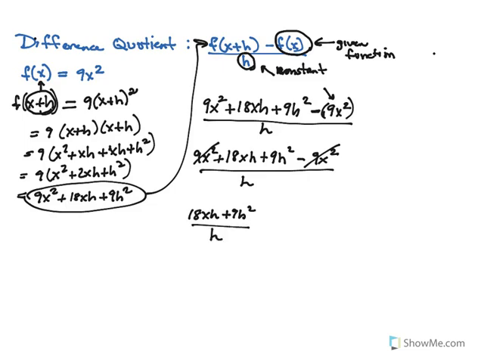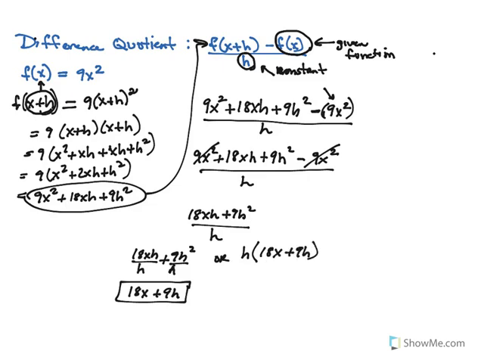When you're simplifying, you're going to have a line where the only things in the numerator are terms that have h's on them. From there, your goal is to divide out the denominator h with whatever is in the numerator. There are two ways you can do this. You can divide each term separately by h, which would leave 18x plus 9h. Or you can factor out the greatest common factor of h, and then you'll see h and h cancel out, which will leave 18x plus 9h. Either way, you get the same answer.